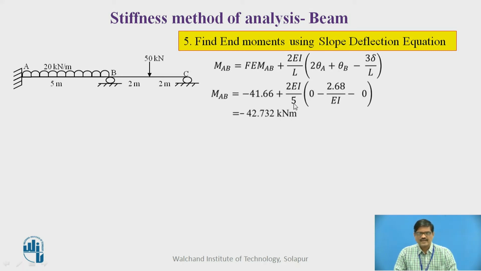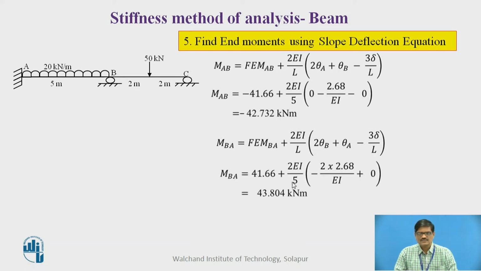So 2EI by L, L is the length of that span 5 meter, and theta A is 0. Theta B just now we calculated, it is anti-clockwise basically, therefore we have used negative sign, minus 2.68 upon EI, and since we don't have any sinking of the support, therefore the last term will be 0, and we obtain MAB as minus 42.732. In the same way we can write the equation for MBA and substitute the values. We find this as 43.804 kilonewton meter.